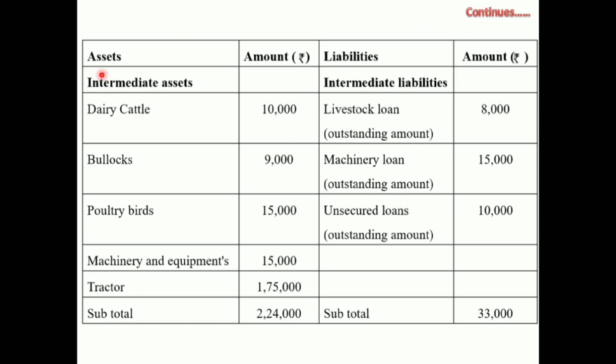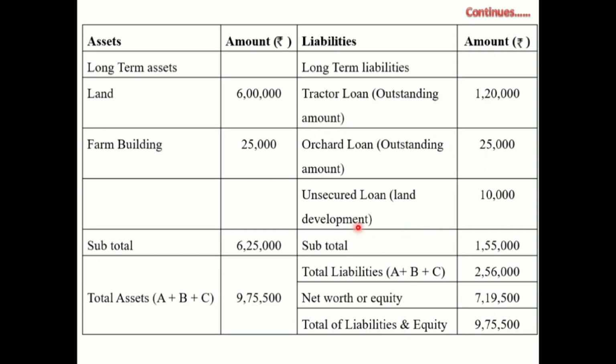And then intermediate assets: dairy cattle, bullock, poultry birds, machinery and equipment, tractor are the intermediate assets. Intermediate liability: livestock loan, machinery loan, unsecured loan. Then long-term assets: land, farm building. Long-term liabilities are tractor loan, orchard loan, unsecured loan. Then the total of both the sides.